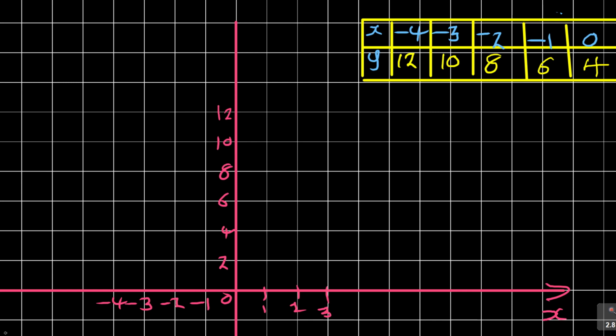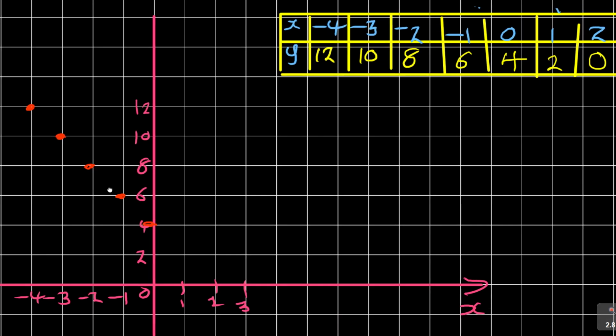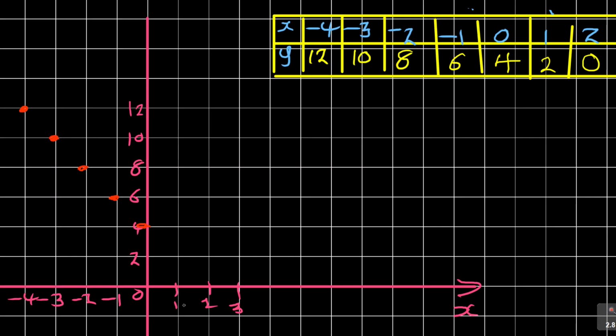So now if I can quickly put these values: -4 is 12, so there is one there, and then -3 is 10, there is another one there, -2 is 8, there is another one there, then -1 is 6, I think that is it, and then 0 is 4, there it is, and 1 is what? I think 1 is 2 there, and 2 was 0.